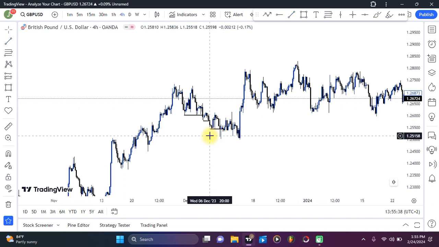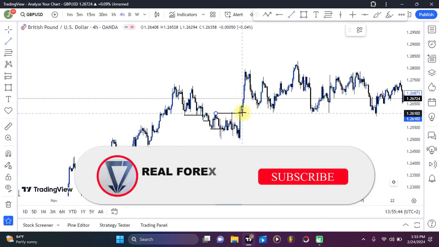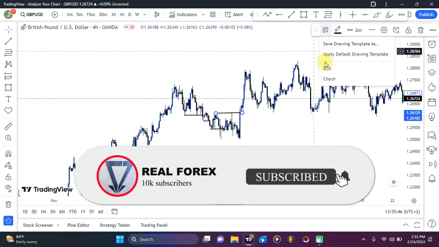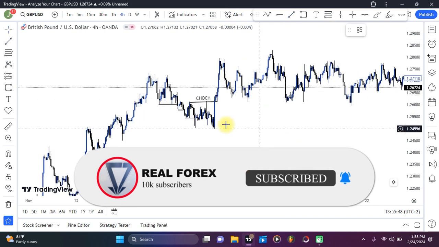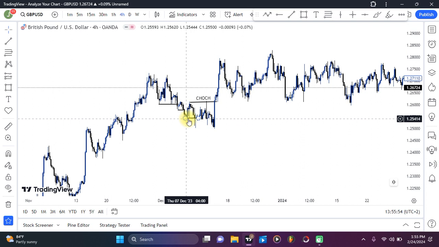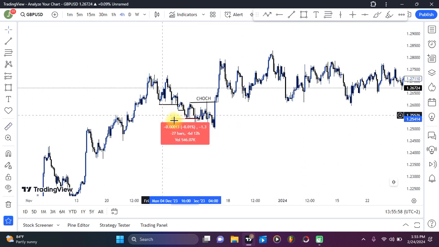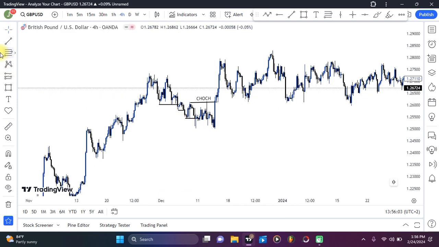Okay, so we have that breakout of structure, and then after that breakout of structure we have this change of character to the upside. Okay, so we label that change of character. It simply means this level over here is going to be our QML. So remember, the last breakout of structure before a change of character is our QML.